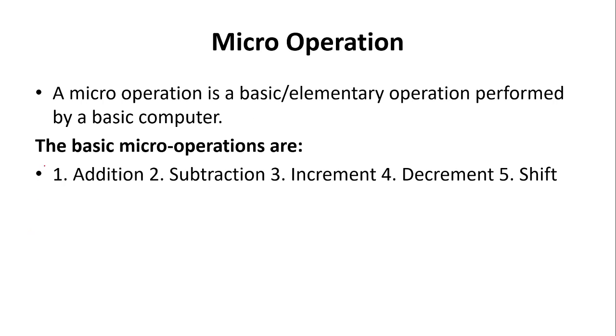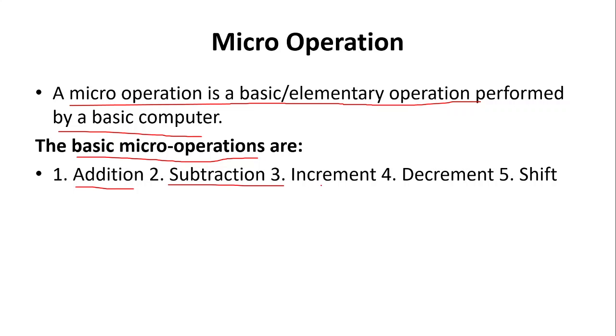So, what is micro operation? Micro operation is a basic or elementary operation performed by a basic computer. There are different kinds of basic micro operations that are performed by a basic computer. These include addition, subtraction, increment, decrement, and shift micro operation.